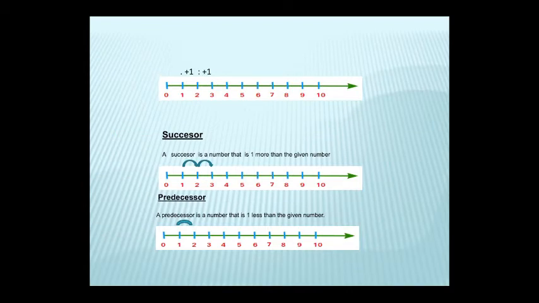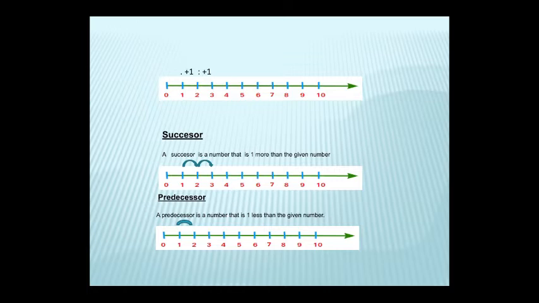And see here, this first picture I already explained. Addition means you are adding one. Successor, by the name itself it indicates success. For example, last year you were in grade 5, and now you are promoted to grade 6, right? So one number is increased, one grade is increased. A successor is a number that is one more than the given number. Any number given, to find its successor you have to add plus 1 to that number. For example, 1's successor is 2, 2's successor is 3, 3's successor is 4, like that.